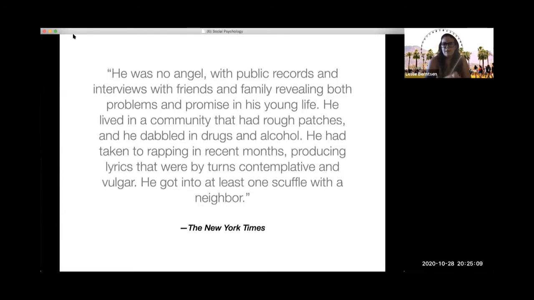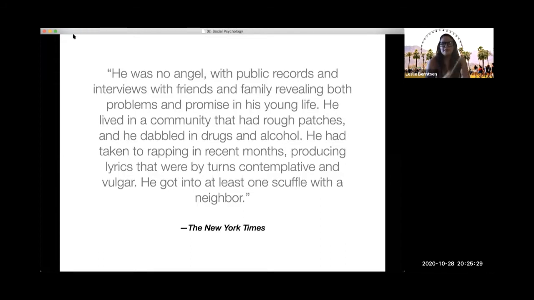He was no angel, with public records and interviews with friends and family revealing both problems and promise in his young life. He lived in a community that had rough patches, and he dabbled in drugs and alcohol. He had taken to rapping in recent months, producing lyrics that were by turns contemplative and vulgar. He got into at least one scuffle with a neighbor.